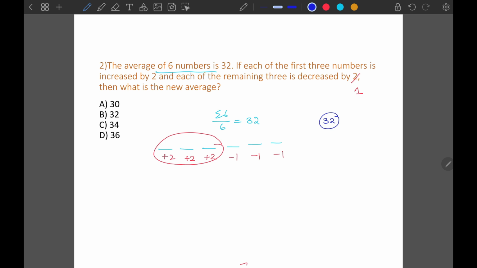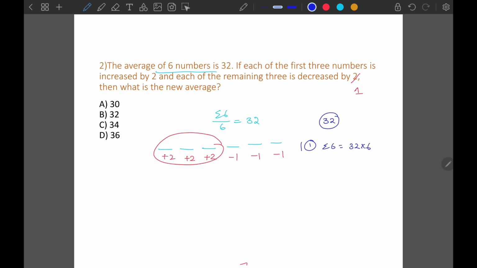Some observations are modified. How are they modified? The first 3 numbers are added with plus 2, and the last 3 numbers are subtracted with 1. Then what is the new average? We can do this in 2 ways. First way is finding the sum. Sum of 6 numbers equal to 32 into 6.